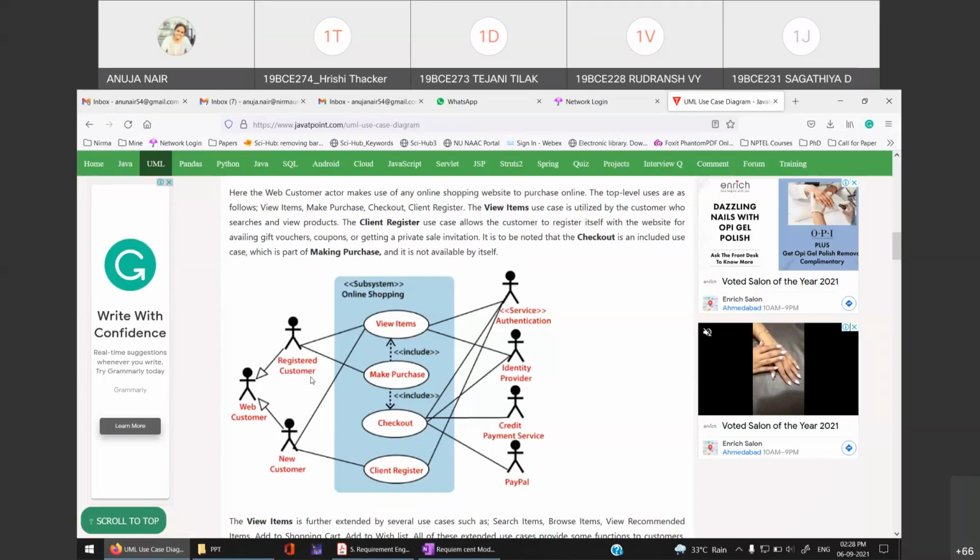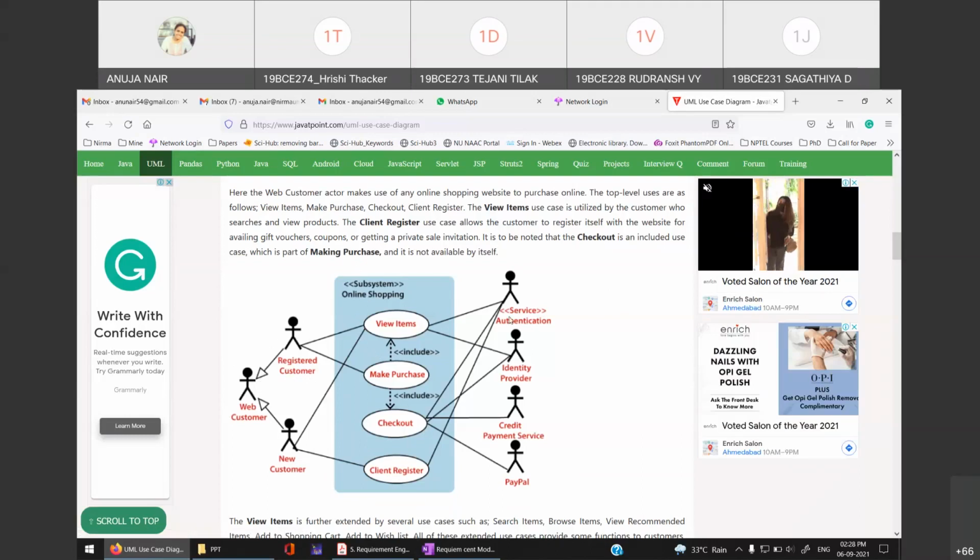So how many actors are here? One is registered customer, one is new customer. This I will tell you the meaning of. Then there are the authentication service, identity provider, credit payment service, and PayPal. So these many users are there in the system. Who are the actors? The actors are nothing but those people who are going to interact with the software. So if I see this particular diagram, in a simpler way, how will I read it?